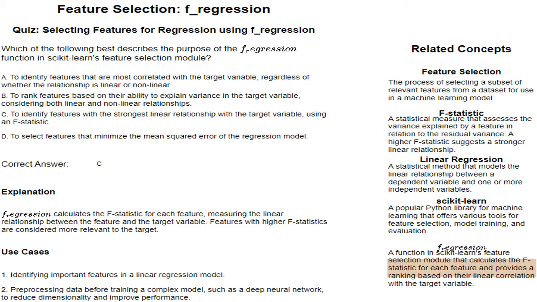A function in scikit-learn's feature selection module that calculates the F statistic for each feature and provides a ranking based on their linear correlation with the target variable. Selecting the most relevant features for a linear regression model. Reducing the dimensionality of data before training a complex machine learning model. Identifying features that are most predictive of the target variable in a regression setting.